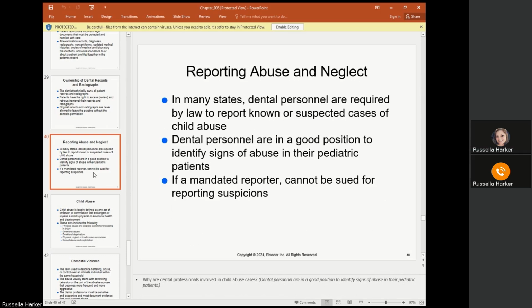A mandated reporter can't be sued for reporting suspicions. So if the dentist or hygienist suspected child abuse and called the authorities, they would not have repercussions for that, because we are working to protect someone and trying to make sure that this person is in a safe environment.